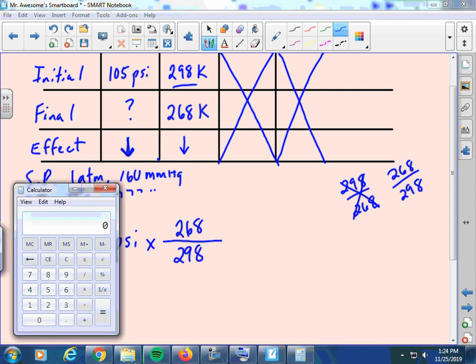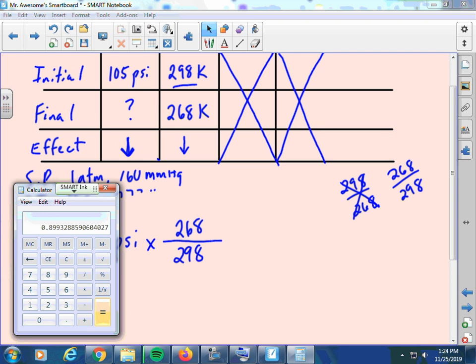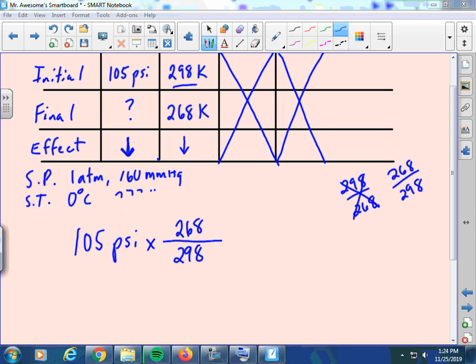All right, so I've got 268 divided by 298, and that comes out to be 0.89932885906. I'll just do 0.899. So really, this is the same as 105 times 0.899.